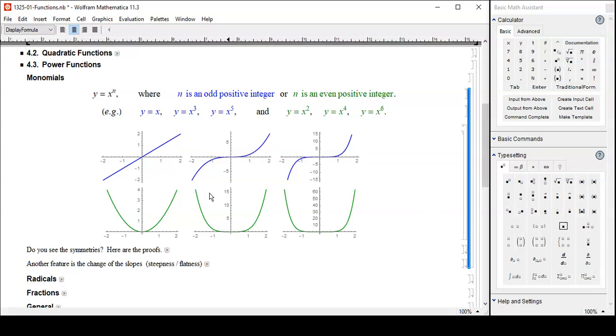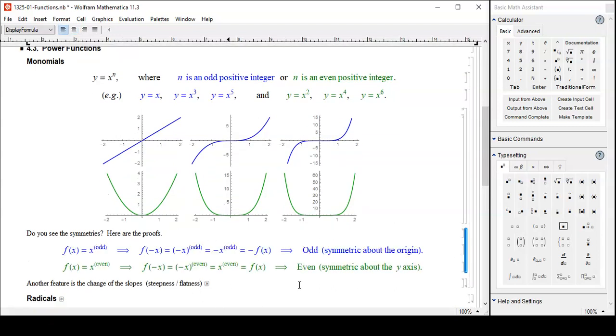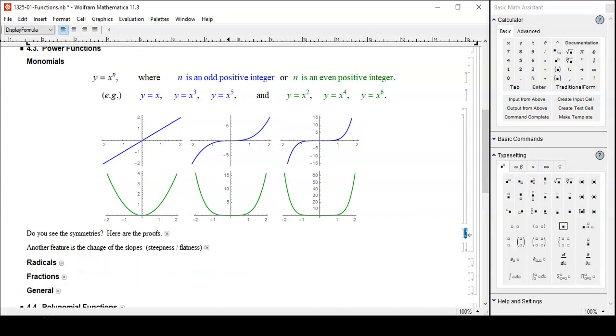Some symmetries, let's see. Odd functions and even functions correspond to odd powers and even powers. Symmetric with respect to the origin versus symmetric with respect to the y-axis. And if you're interested in the proof, there they go. Basically, negative 1 to an odd power is negative. Negative 1 to an even power is positive. That's basically it.